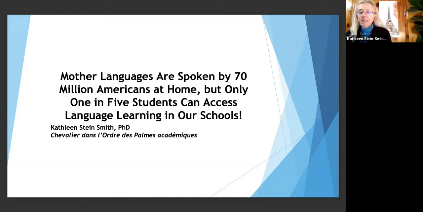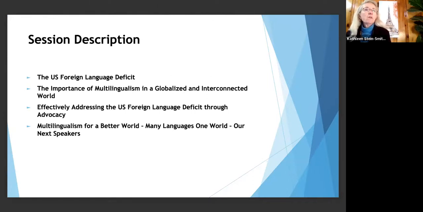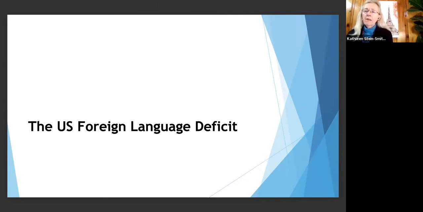Now, going to the next slide, we're talking about the US foreign language deficit, the importance of multilingualism in a globalized and interconnected world, how to effectively address that deficit through advocacy, through really a broad-based coalition of educators and language stakeholders, and especially parents and communities. And also multilingualism for a better world, many languages, one world, and they will be the speakers following me. Wonderful young people, all of them, and it was a wonderful experience for me to have had the privilege of working with them.